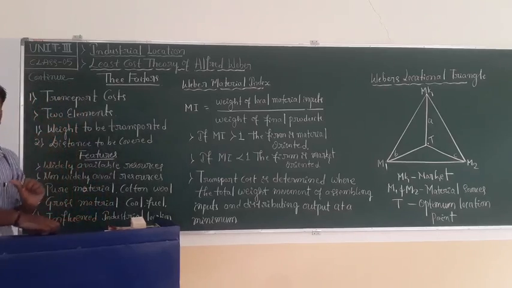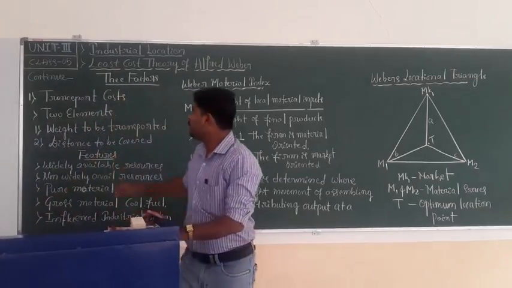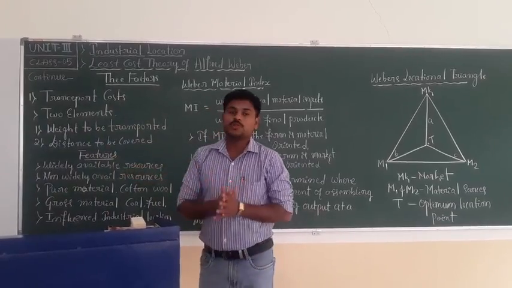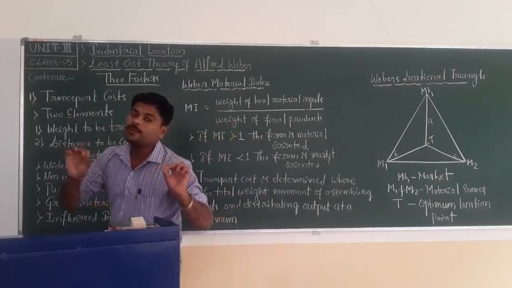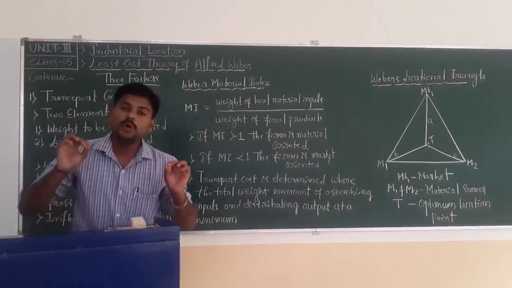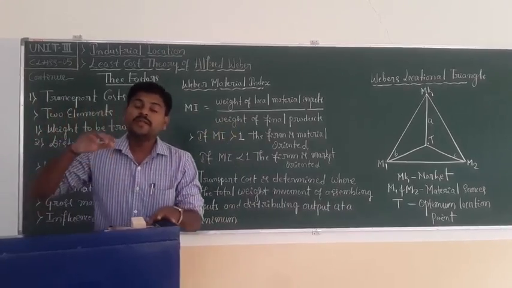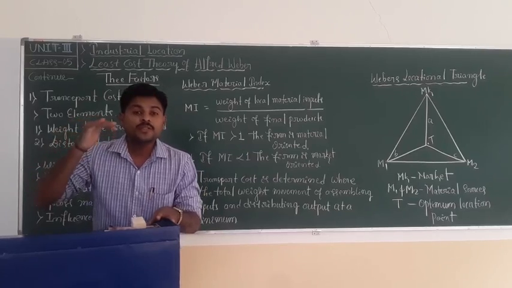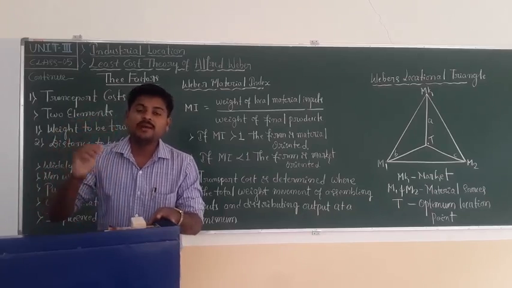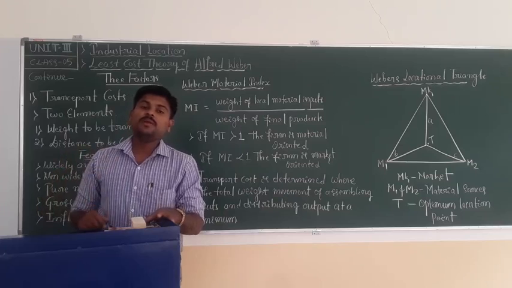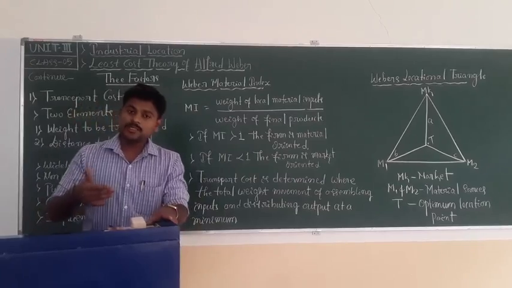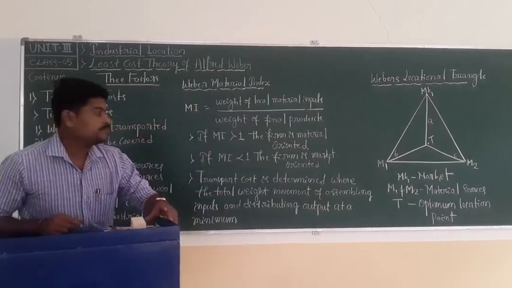And what are the features of transport cost? The first one is widely available resources. As I told you, widely available resources are natural resources. For example, water is available widely, 24 by 7, and so is air, sand, land, and clay. Such widely available natural resources are considered in the study of the least cost theory.